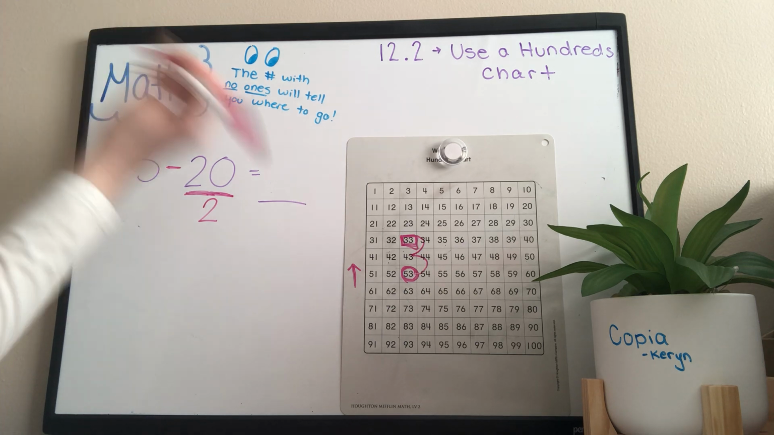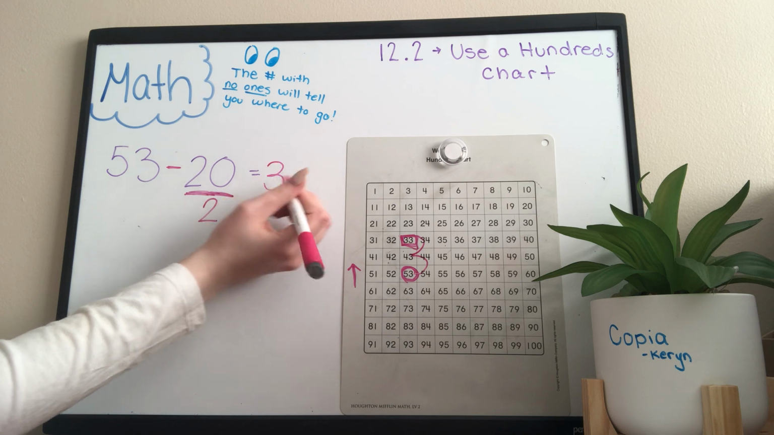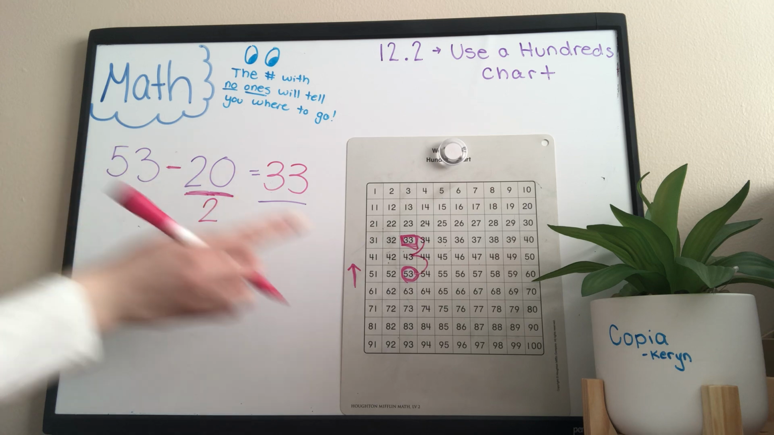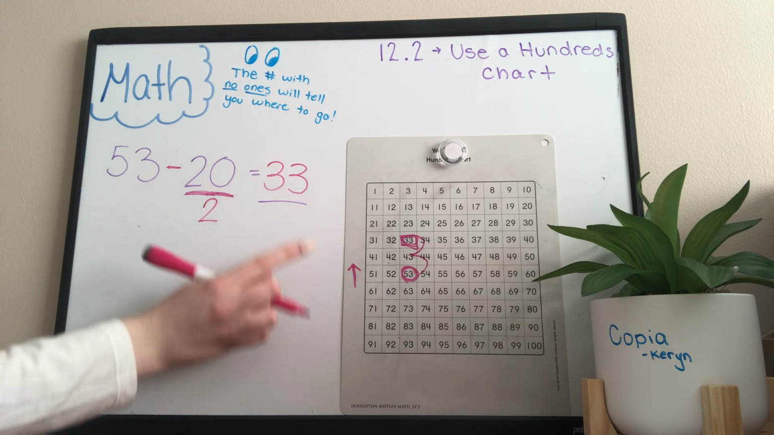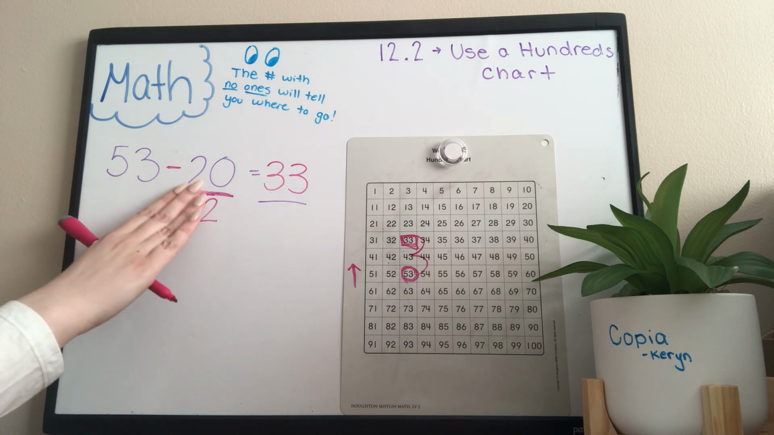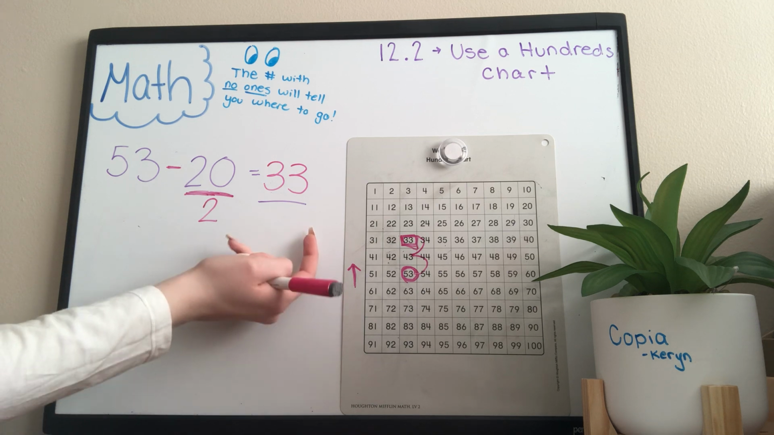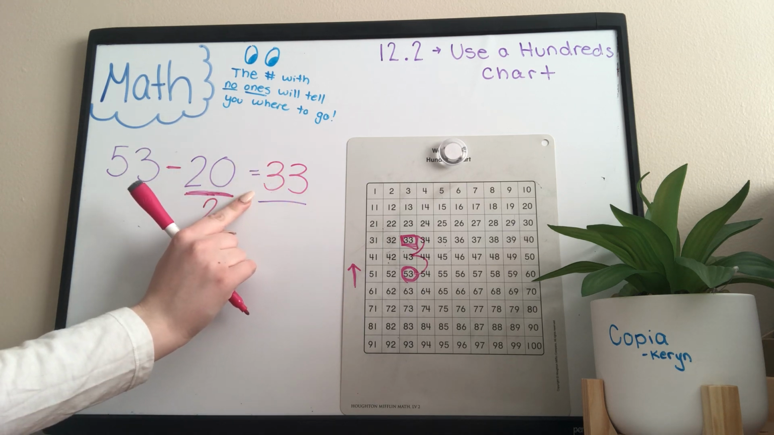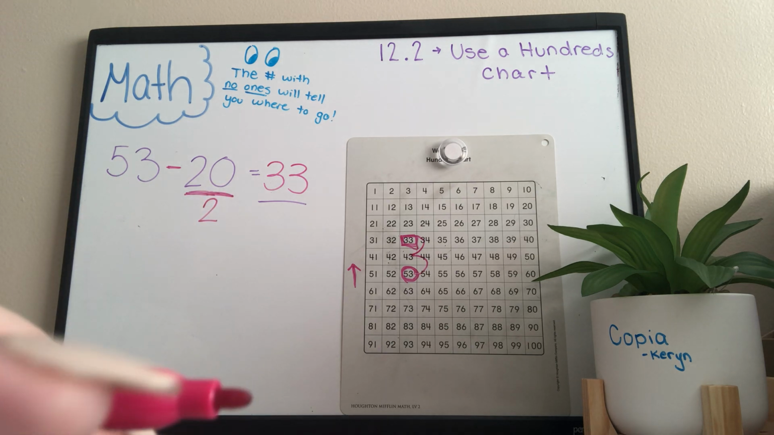My new number is 33. We moved up to get our lesser number than the bigger number over here. We had 53, we took away 20, we went up 2 rows to subtract really, really quickly, and now we have 33. Capiche?